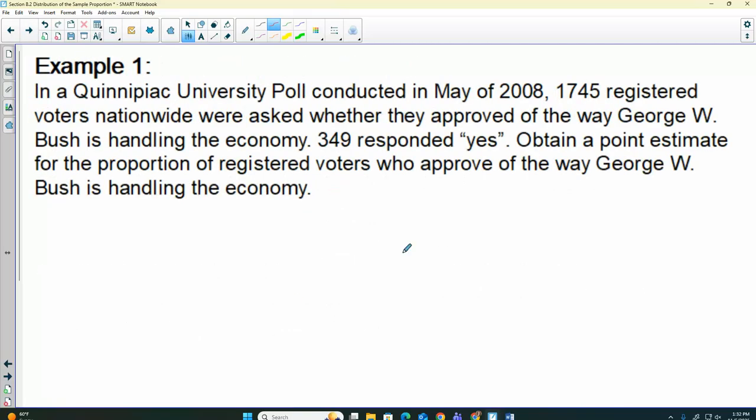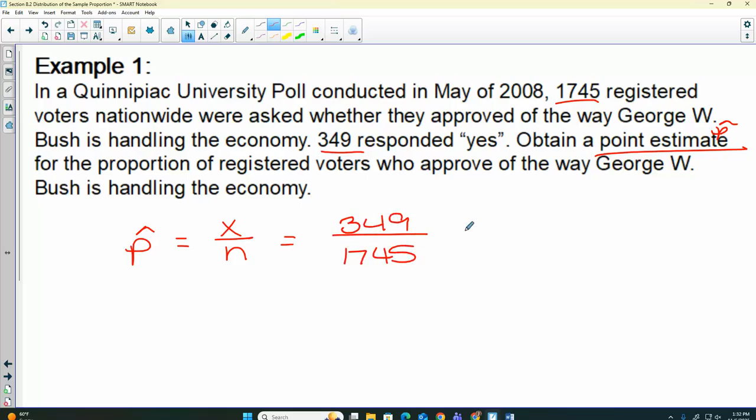For example, in a poll, 1,745 registered voters were asked whether they approved of the way George W. Bush was handling the economy. 349 responded yes. If I want a point estimate, when I see point estimate, that means P hat, for the proportion of registered voters who approved of how he was handling the economy. So P hat is just X over N. X would be the number of people that said yes, which is? N is the number I talked to. So we get 0.2. That's a point estimate.